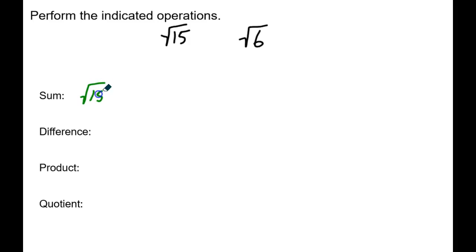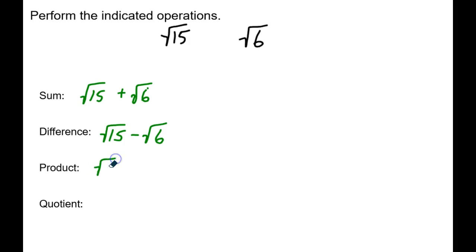So we have the square root of 15 plus the square root of 6. And that is our final answer. We have no radical that is the same like we had in the previous problem where we had radical 6 in each of them, so we cannot combine these two sums together. Same thing when we take the difference. We have radical 15 minus radical 6, and that is our final answer. We cannot simplify and combine those two radicals.